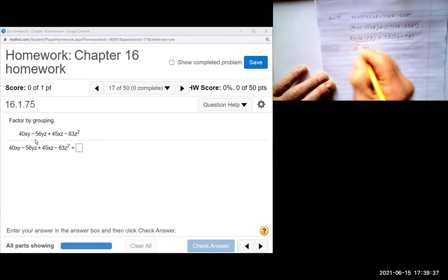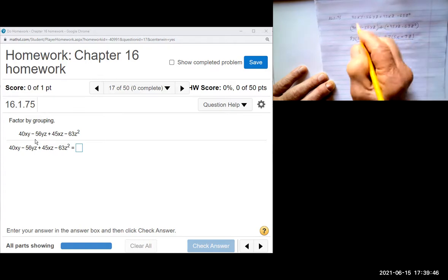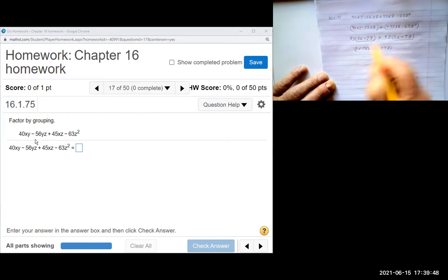When we extract it from the first term, we're left with 8y. And from the second term, we're left with 9z. We have now changed the sum into a product, and that's what factoring is all about.